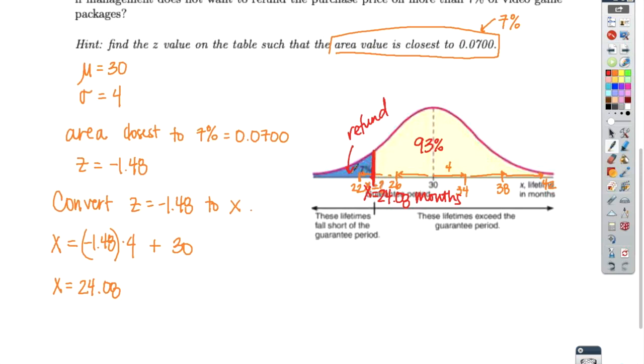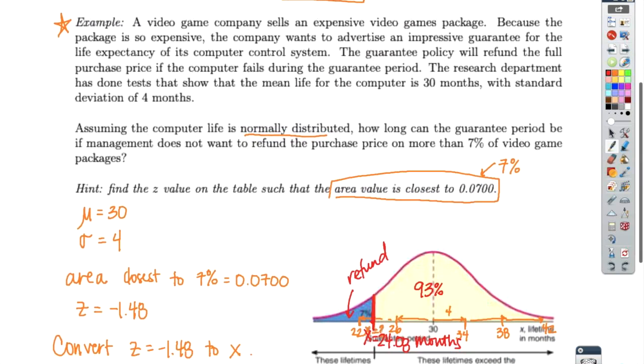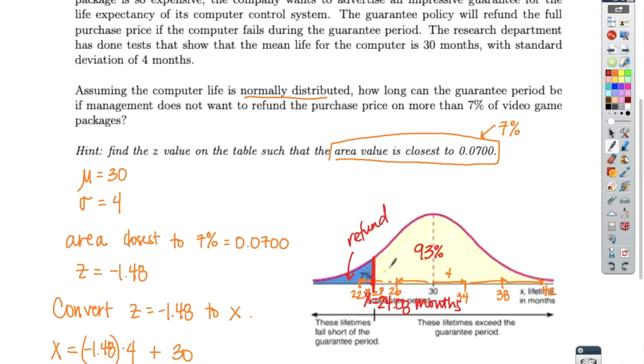right? Everything left over after the 7%. 93% of these video game systems will last more than 24.08 months. So they'll be over here, and these people won't ask for a refund because their video game thing lasts longer than 24 months. So again, this problem can sort of go one of two ways. I can give you an X and you use a Z, or it goes the other way and you find the Z value and then you can translate it back to X like we just did.